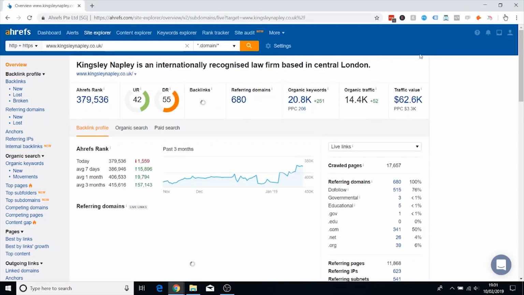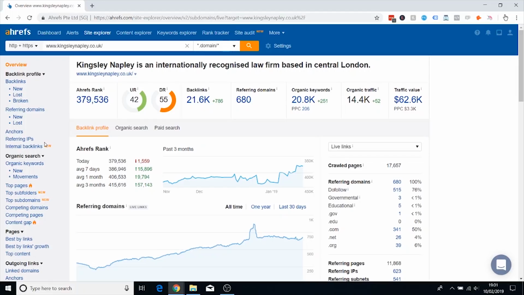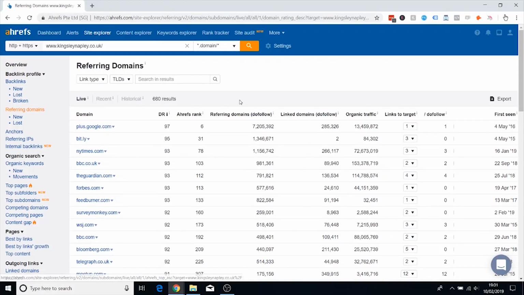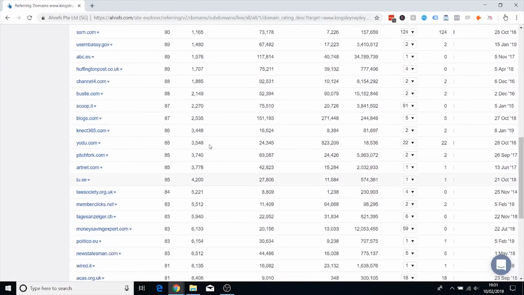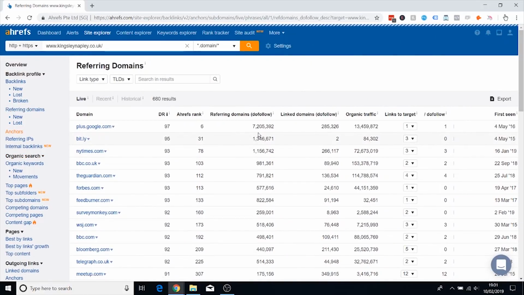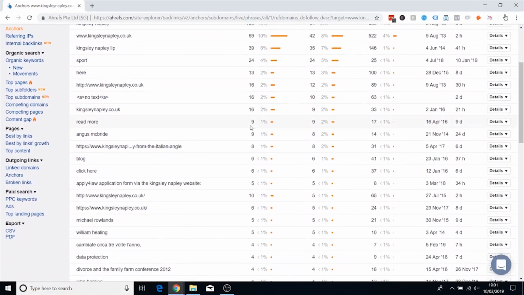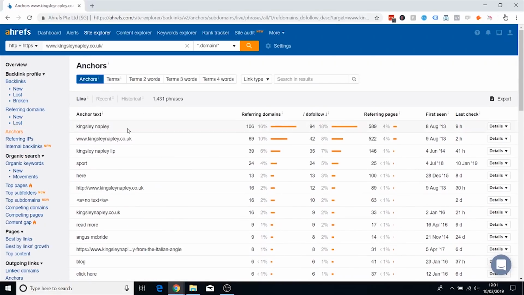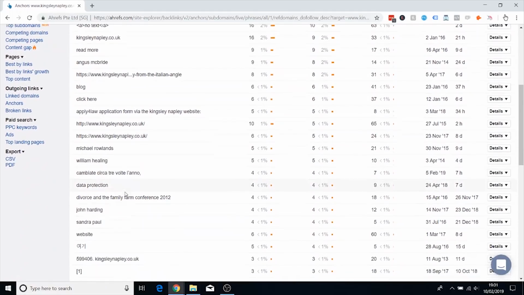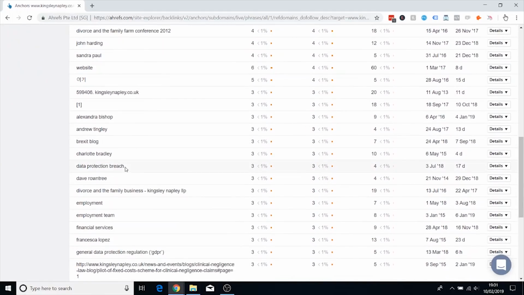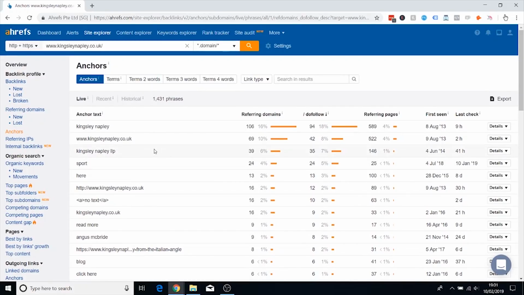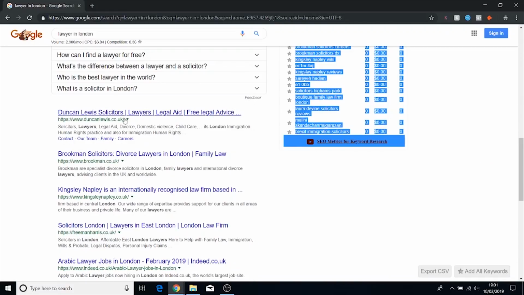So they have 680 referring domains. What that tells me is that the links pointed to this site are a lot less quality than the last site that we looked at. But in terms of the anchor text, let's have a look. Okay, so they have their brand. Okay, so just right off the bat, just from looking at this, I can tell you why they're not ranking as well as the website in the 3rd position here.